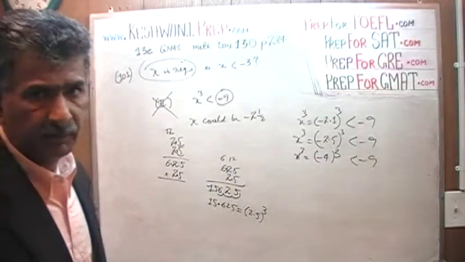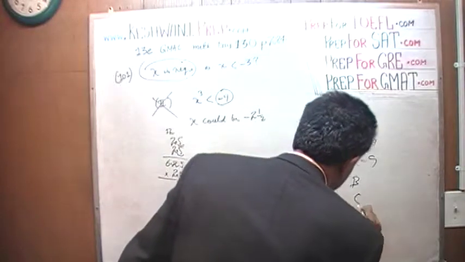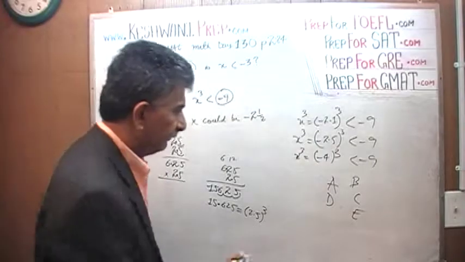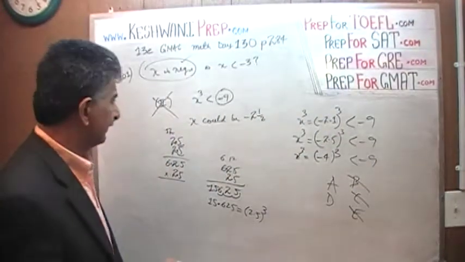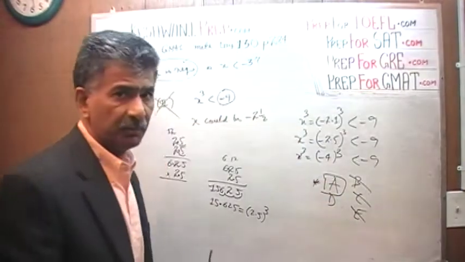Since the second statement by itself is not enough, here before we had A, D, B, C, E, we had found that the first statement was enough. Since the first statement was enough, the answer we knew could not have been B, C, or E. Now we find out that the second statement by itself is not enough. Therefore, the answer is A. Only the first statement by itself does the job.